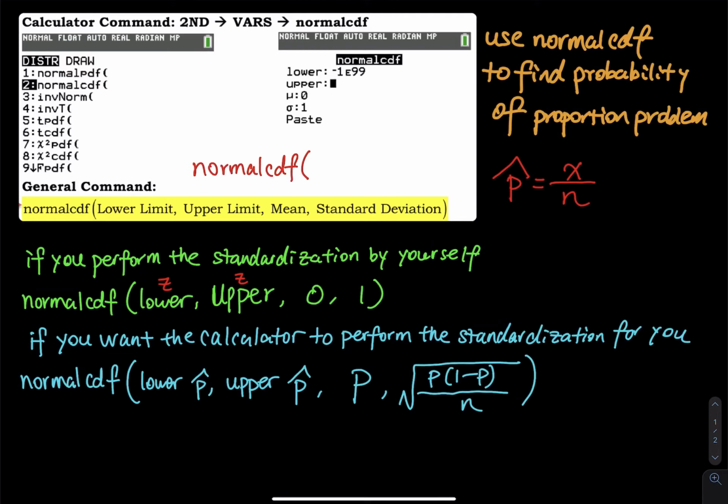So that is the end of this video. In the next video, I will give you a comprehensive example that gives you an opportunity to practice using this command and practice how to standardize a sample proportion.